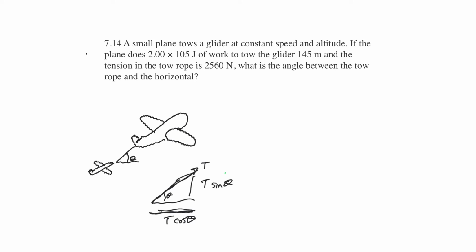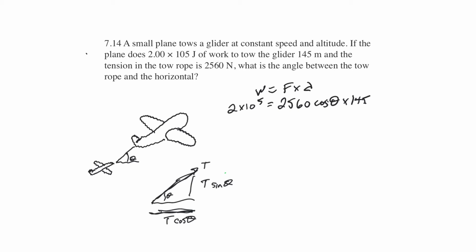So when we have work equals force times distance, which is our nice easy formula, the force that's drawing that glider is the tension, which is the 2560 newtons times the cosine of theta, times the distance of 145 meters, and we want the work to be 2 times 10 to the fifth joules.